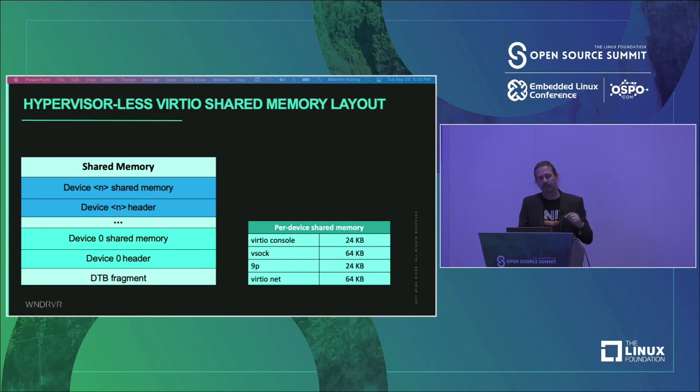So in the shared memory, the way that's laid out is with device tree fragments for each of the device headers, and the ones that we've been leveraging are the 9P for file system, VSOC for IPC, and the Virtio console. Virtio Net, we started with that, but once we got VSOC working, we were preferring to use VSOC because it's faster, and it just seemed like we could reduce the amount of code needed in the auxiliary runtime by eliminating the TCP/IP stack.